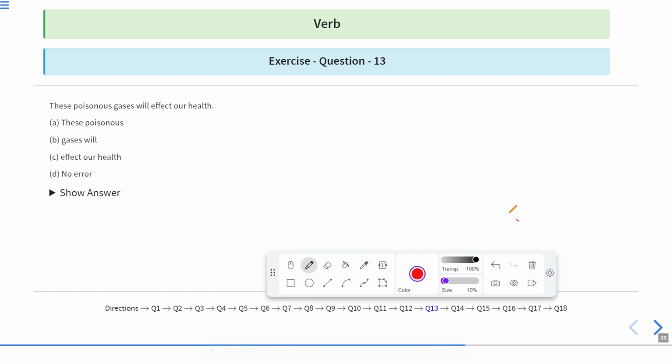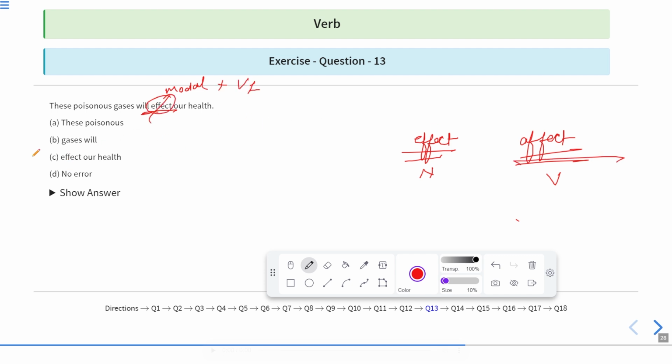Question number 13 is, these poisonous gases will effect our health. Now, if you see, this word effect is actually a noun, whereas the verb of it is affect. Effect means influence of something, and affect means to make the influence of something. So the basic difference is that this is verb and this is noun. Here, after a modal, we need verb first form. Okay, so this effect is incorrect because this is a noun. We need to put a verb over here. So this effect should be replaced with affect.